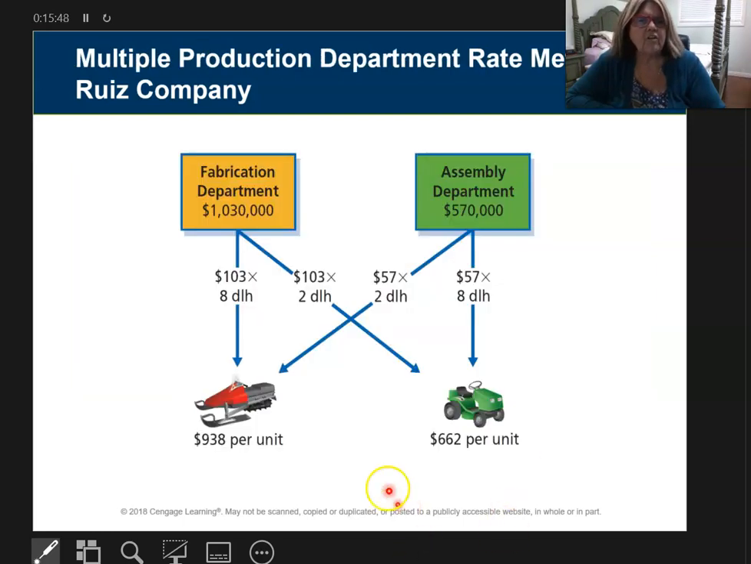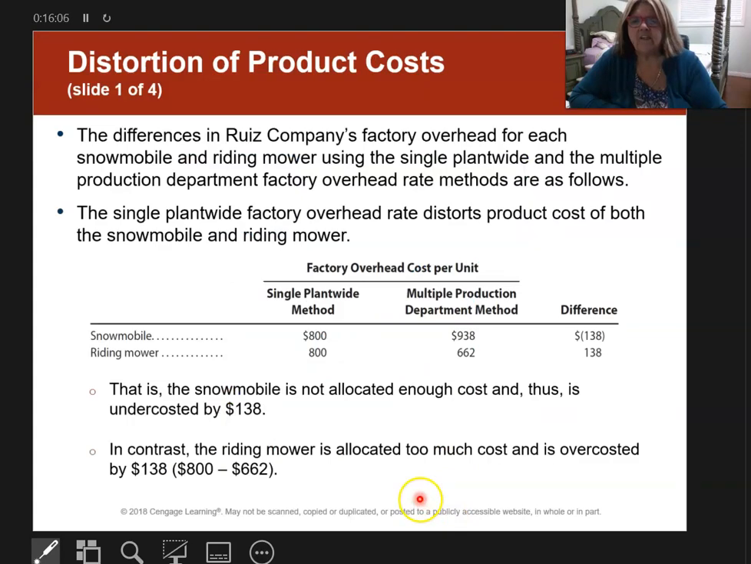So just to have a good little flow chart, here's kind of what we did. We took the two departments and figured out how much to allocate here, how much to allocate there, for assembly, for fabrication, an allocation here and an allocation there. Okay, so before when we did single plant-wide, we got $800 each, but now when we do multiple production departments, we have different numbers. And it's interesting that the difference between the two items we're making is exactly the same amount, but different cost.